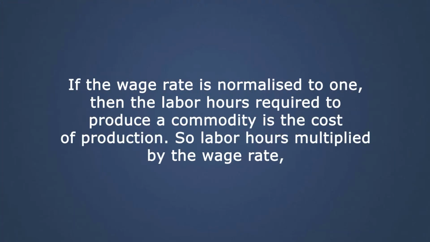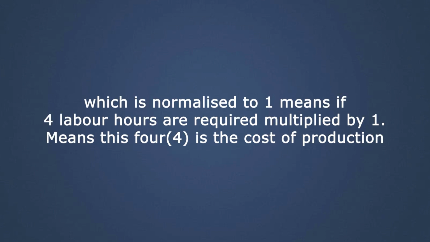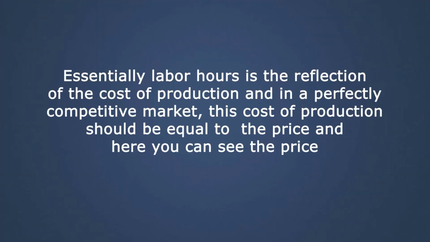It is not that I am confusing you, but if the wage rate is normalized to 1, then the labor hours required to produce a commodity is the cost of production. So labor hours multiplied by the wage rate, which is normalized to 1, means if 4 labor hours is required, multiplied by 1 means 4 is the cost of production. And in a perfectly competitive market, the cost of production should be equal to the price. So students, don't worry. Essentially, labor hours is the reflection of the cost of production, and in a competitive market, this cost of production should be equal to the price.